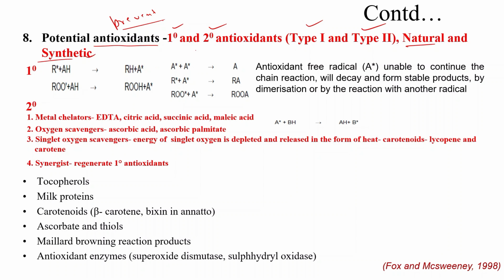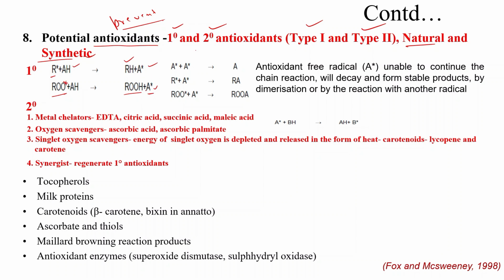Now what are primary antioxidants? Primary antioxidants are those that donate a hydrogen atom to the free radical formed during the initiation stage. This is the antioxidant AH. It will donate its hydrogen atom to the free radical, forming a stable compound, and then a free radical of the antioxidant will be generated. Similarly, if there is a peroxide radical, then again a stable hydroperoxide will be formed, and an antioxidant radical will be generated.